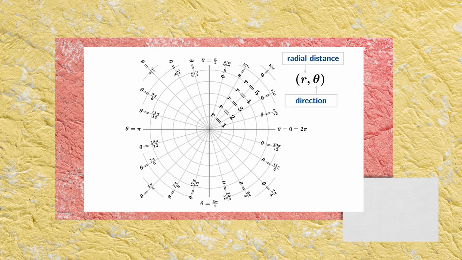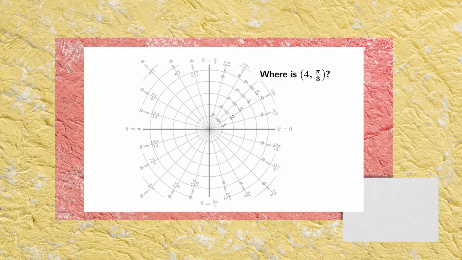So here's an example. Let's locate the point (4, pi/3). Our radial distance from the pole is 4, and our direction is pi over 3, measured from the positive x-axis. So here is the point.